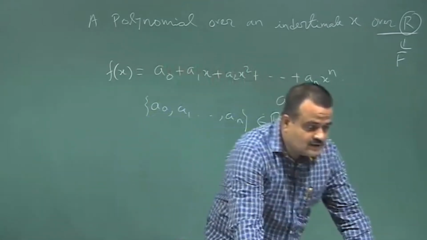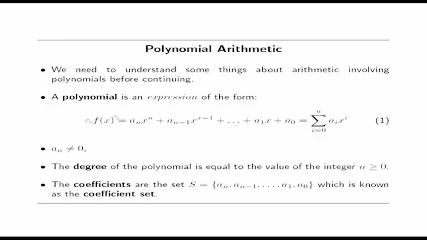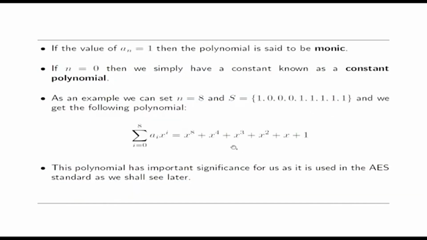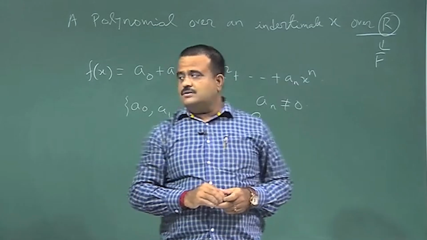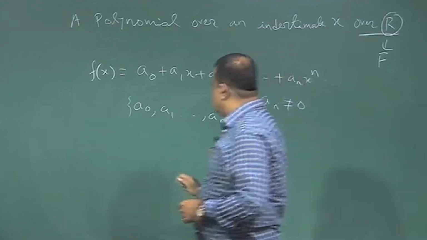Let us go to the slide, please. So this is the expression for the polynomial. Any expression of this type is called a polynomial, which will be called an n-degree polynomial if an is not equal to 0, and a0, a1, a2, up to an are called the coefficient set, or the coefficients of the polynomial. These coefficients come from some ring, or they could come from some field. Now this polynomial will be called a monic polynomial if the coefficient an is 1.